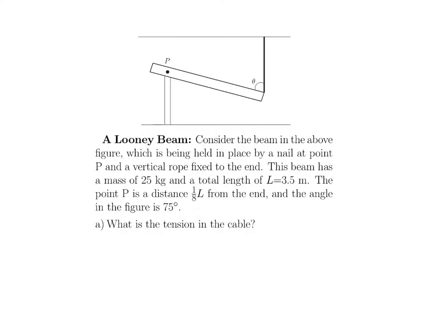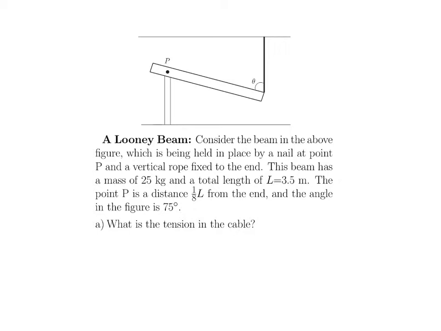So in this problem, we have a massive beam, which is being held in place by the application of a tension force at the end, and fixed to pivot about a nail of some kind, 1/8 of the distance from the end of the beam. We know the total length, and we know this angle. So the first thing we want to know is what is the tension in the cable.